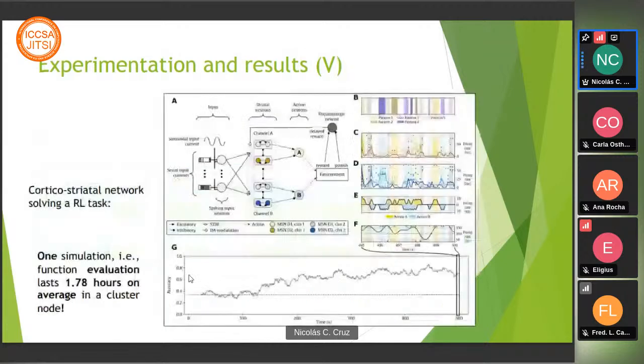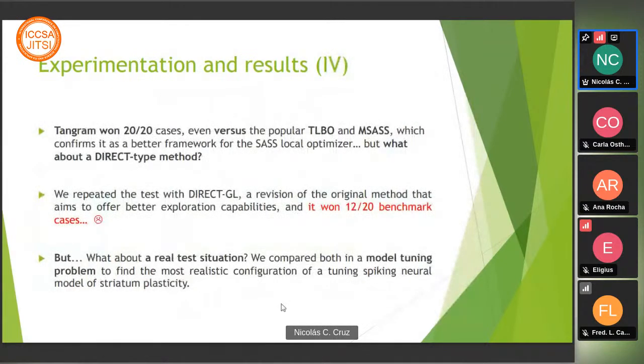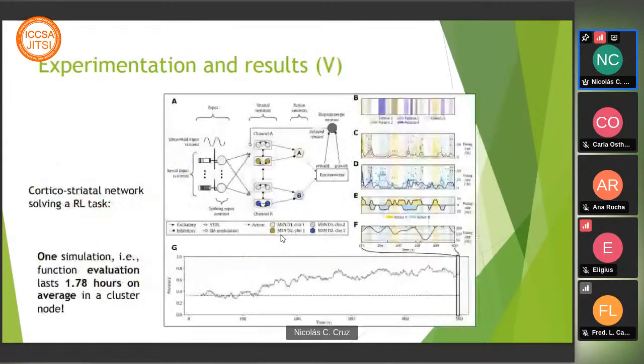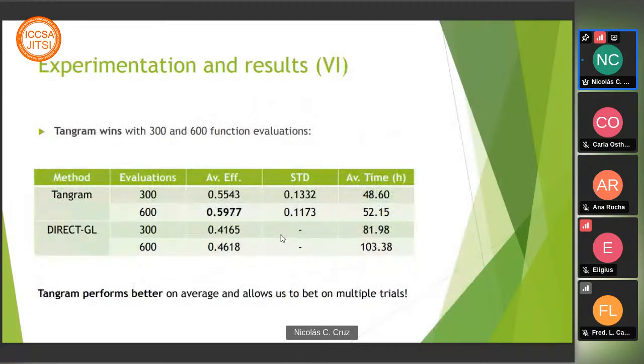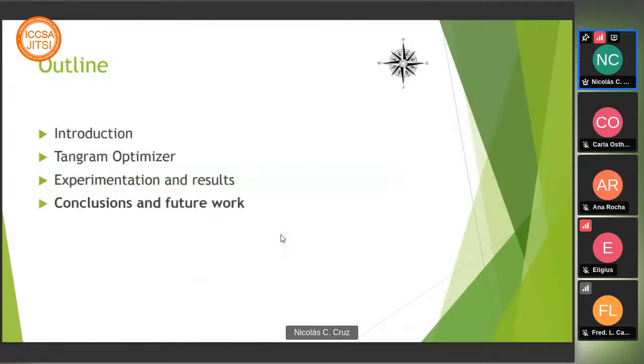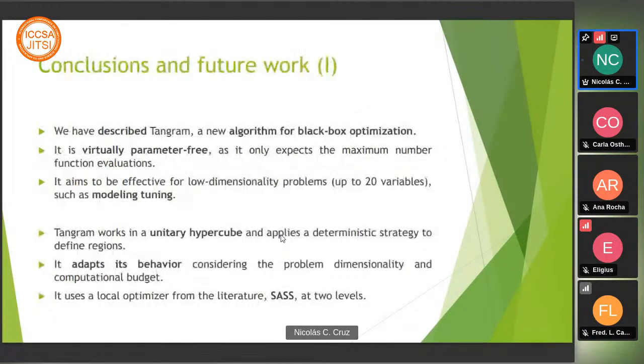So we compensated for the partial failure on the synthetic test bed with a realistic problem, where our method works better than Direct. As a conclusion and some future work, we have described a new derivative-free black box optimizer called Tangram. It's virtually parameter-free and aims to be effective for model tuning, with fewer than 20 variables.